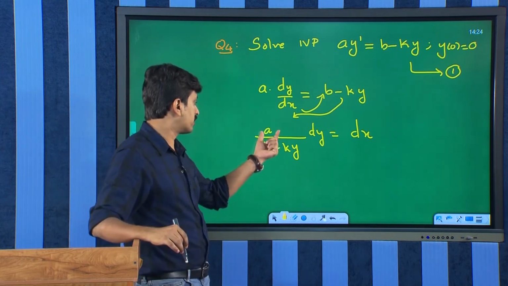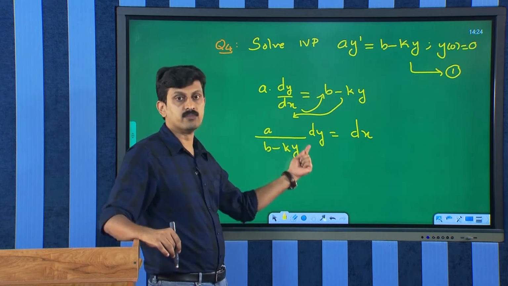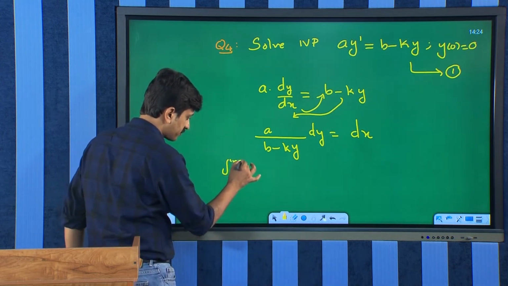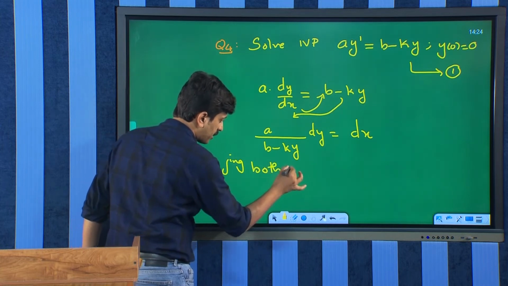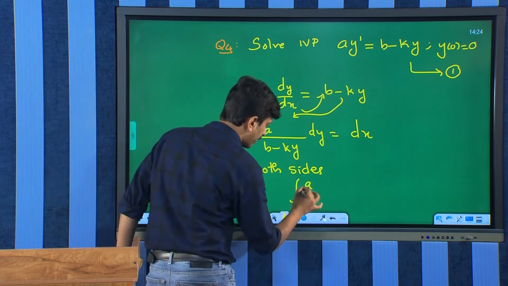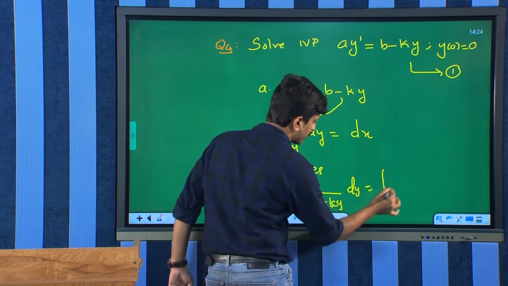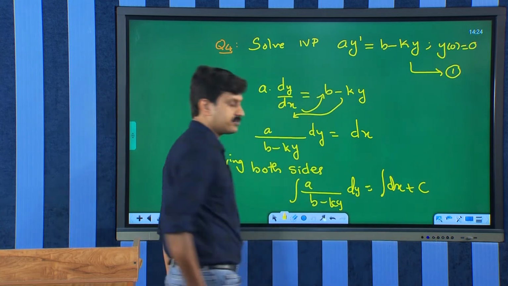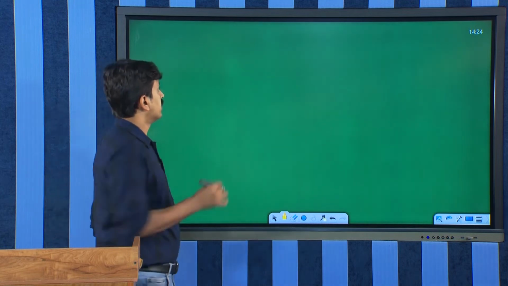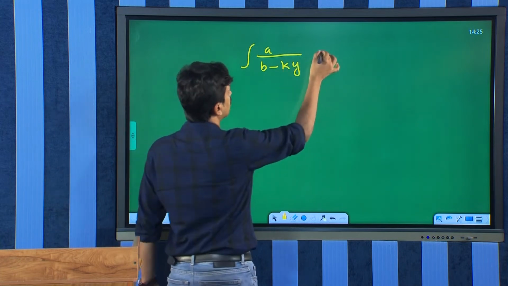Now, we have a divided by b minus ky, the term containing only the variable y, and here x only. Now we can integrate both sides. So, we have the integral of a divided by b minus ky dy is equal to the integral of dx plus c. Integral of a divided by b minus ky into dy.